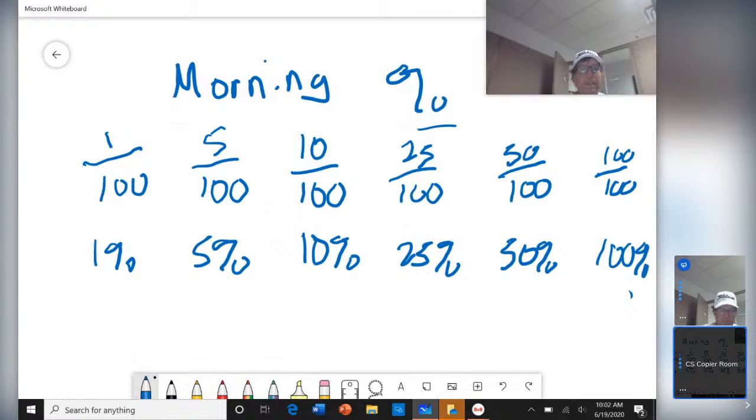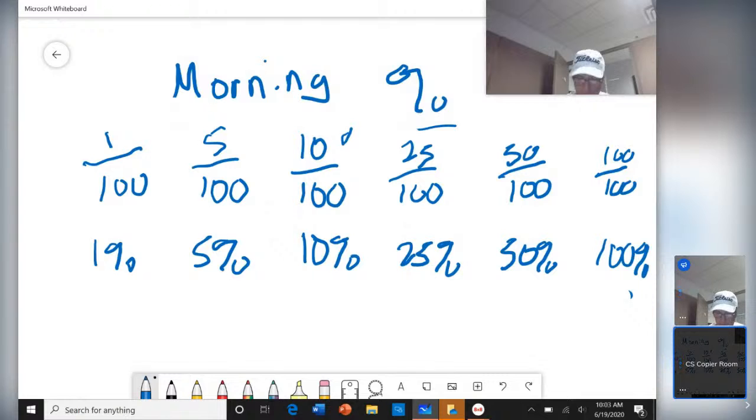Now, if you think about it, you need 100 pennies to make a dollar. You're going to need 20 nickels, and 20 times 5 is 100. For the dimes, you're going to need 10, and 10 times 10 is 100. For quarters, you're going to need 4, or 1/4. That's why it's 25%. For 50-cent pieces, you'll need 2. That's why it's half, or 50%. And then a dollar is exactly 1 out of 1.